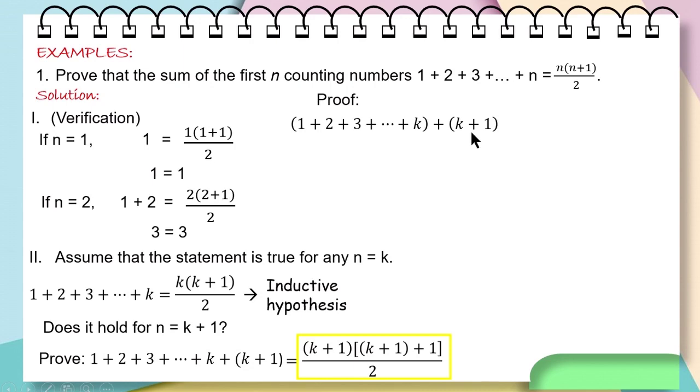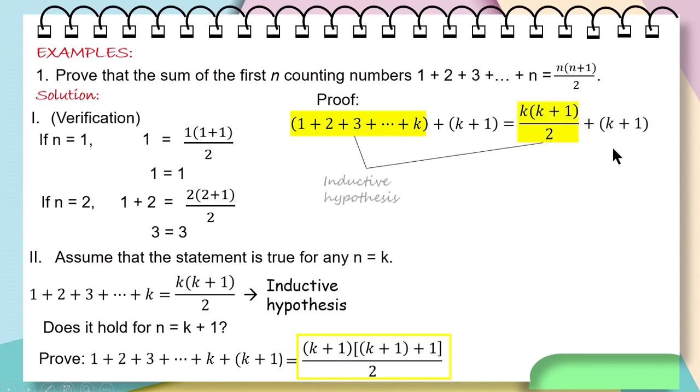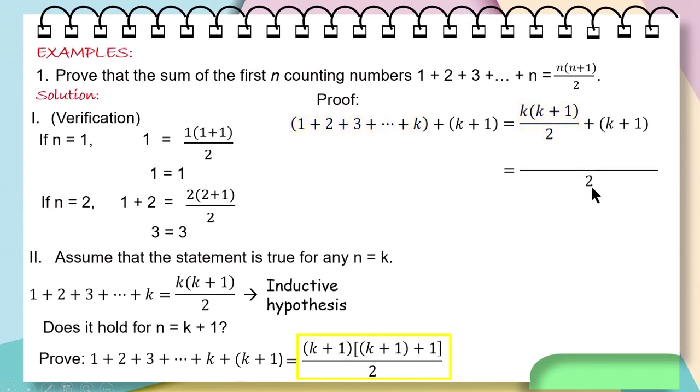And on the right side, we have k times the quantity k plus 1 over 2 plus k plus 1. Here's our technique. In proving, we start with our inductive hypothesis. And we just add k plus 1 to both sides since we're gonna prove if it holds for n equals k plus 1. Next, we take the sum of the fraction. Find the LCD, and that is 2.